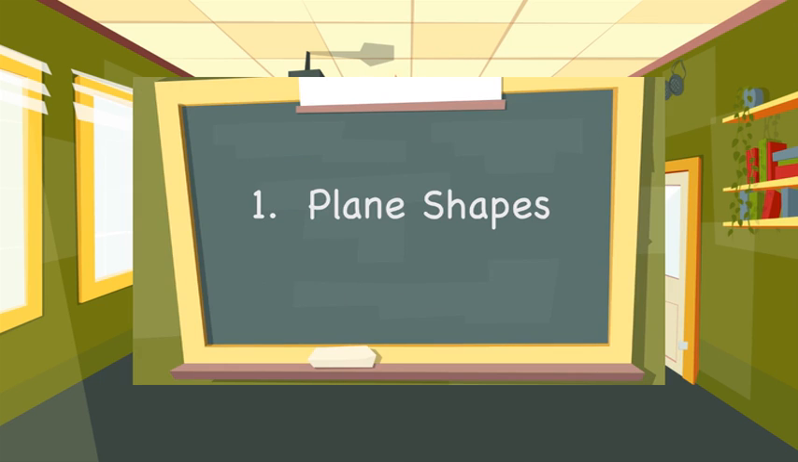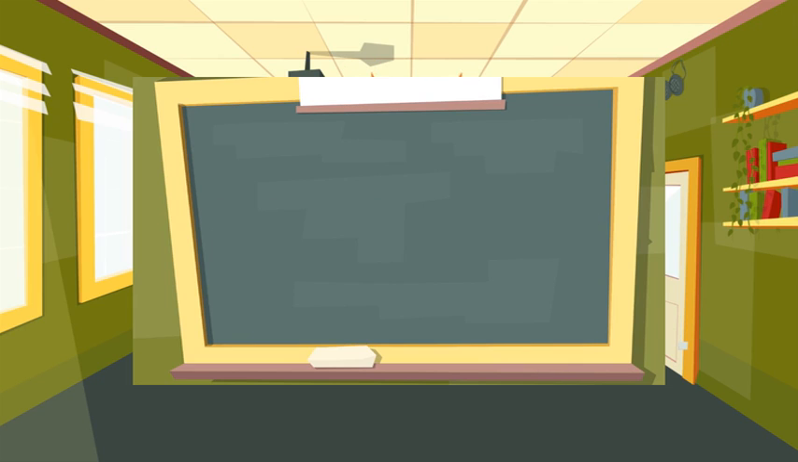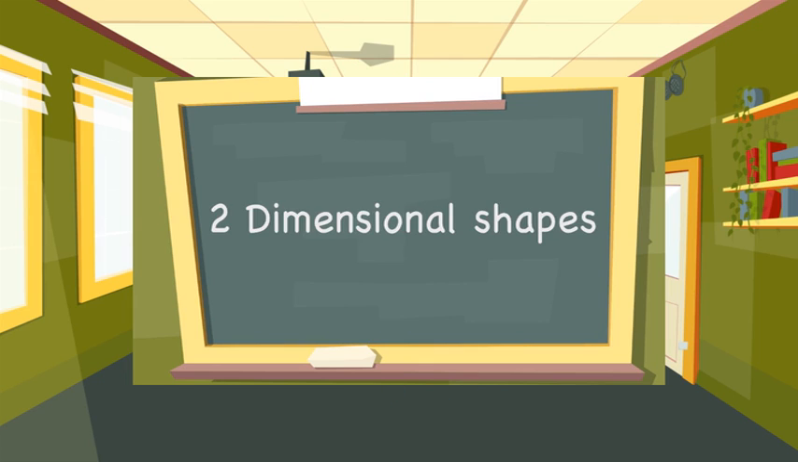And which are these shapes that are called plane shapes? Plane shapes are also called two-dimensional shapes. And what does that mean when we say they are two-dimensional? It's either they have a base and a height, or a length and a width. These are the two-dimensional shapes.